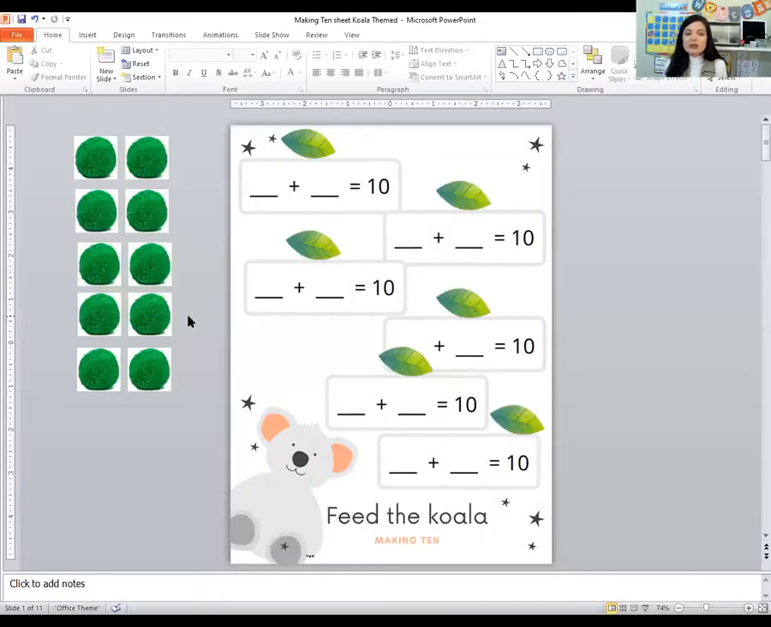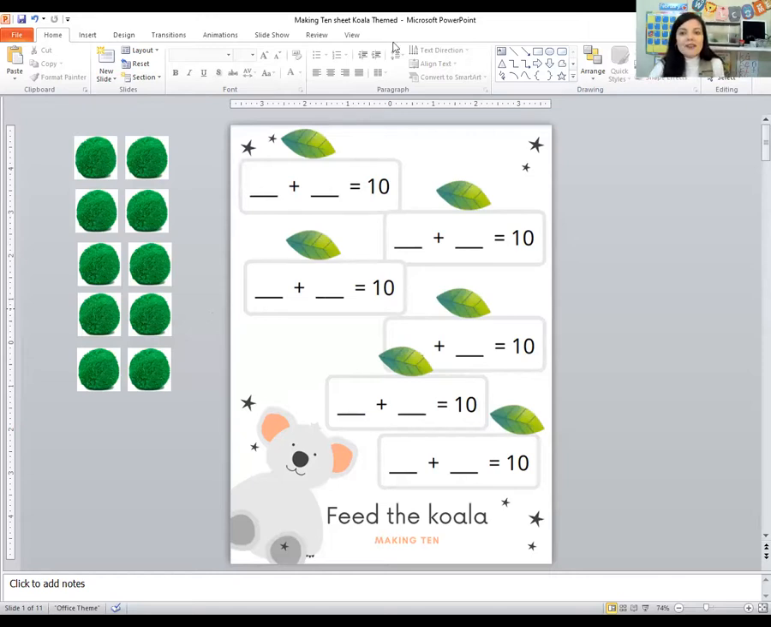So today for math, we're going to be using pom-pom balls. Pom-pom balls are also soft and fluffy. But don't worry if you don't have pom-pom balls. You can use anything that you have that can make 10. You can use cereal pieces. You can use pennies. You can use Legos or goldfish crackers. Whatever you have that you have 10 of, you can use for this making 10 activity.